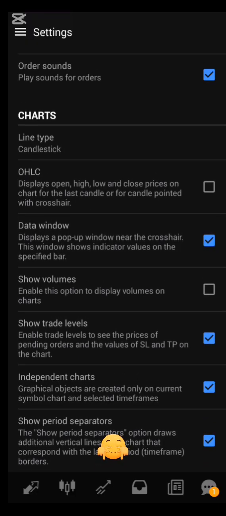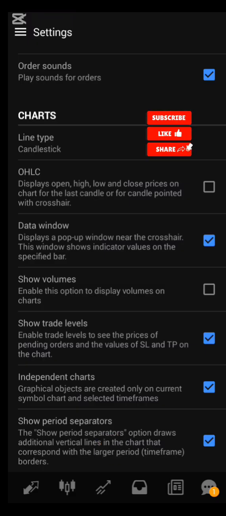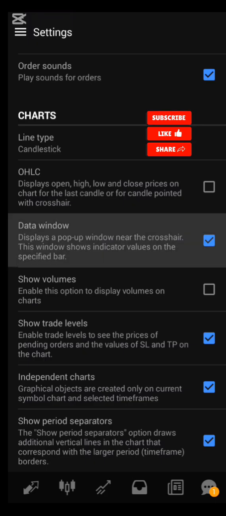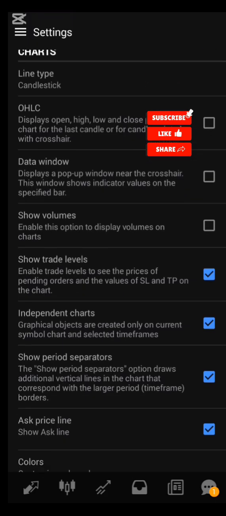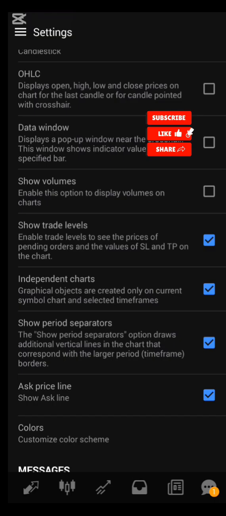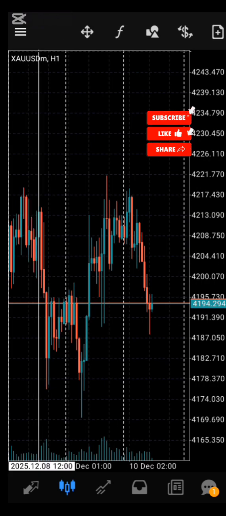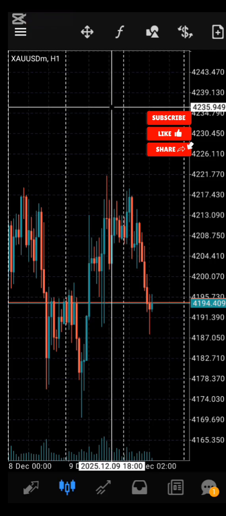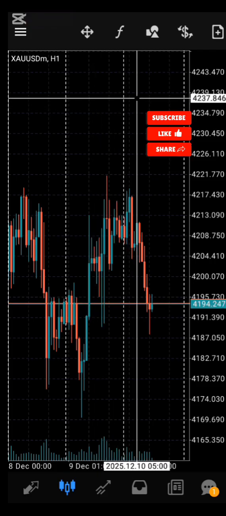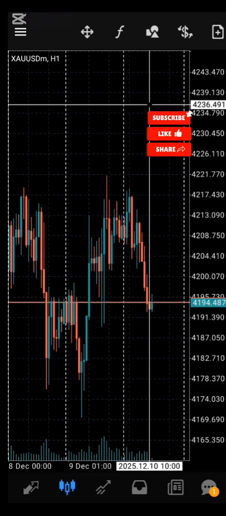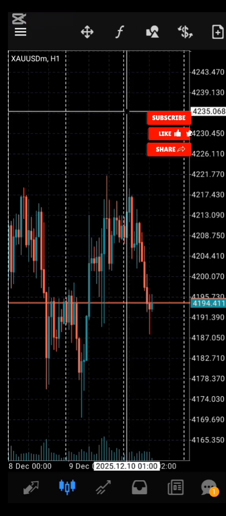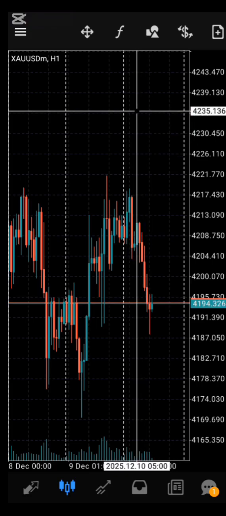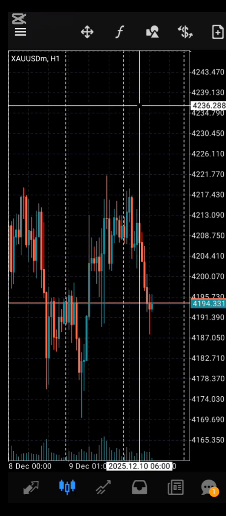If you check, it displays a pop-up window near the crosshair. This window shows indicator values on the specified bar, so you can put that off if you want. Now if you come to display, say show volume, enable this option to display volumes on the chart. If you click on it, you come back to the chart, immediately you start seeing volume on the chart. This is just an indicator, just to tell you about the current volume, how big it is, of a bullish candle and a bearish candle on the chart.